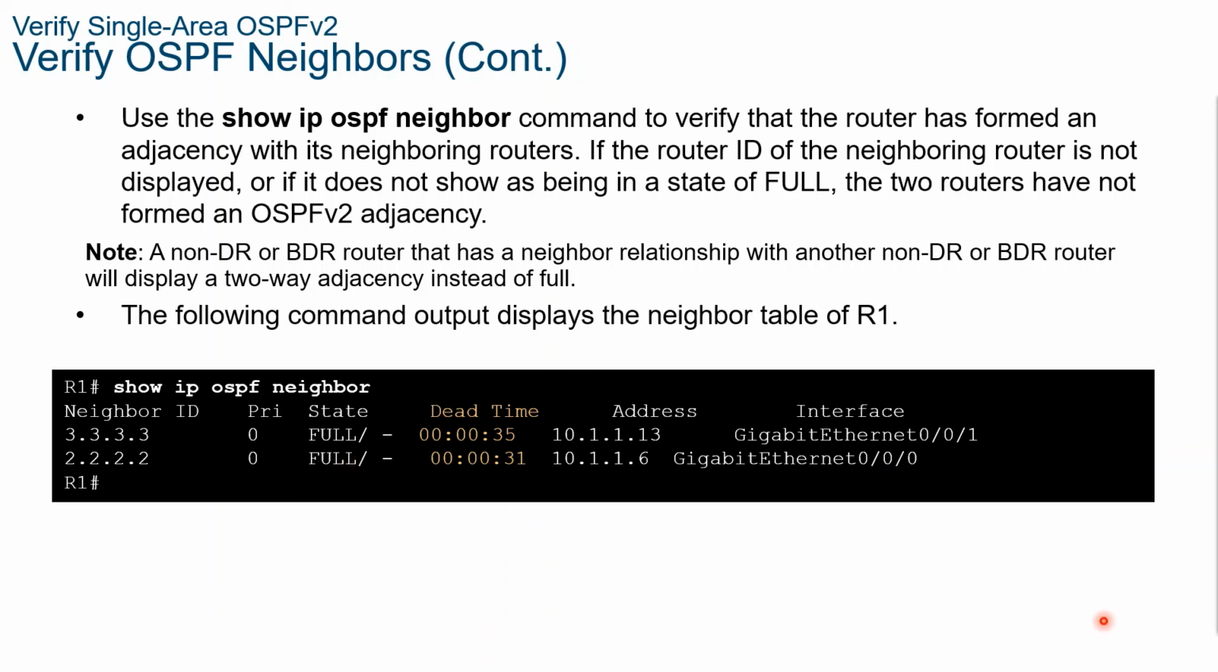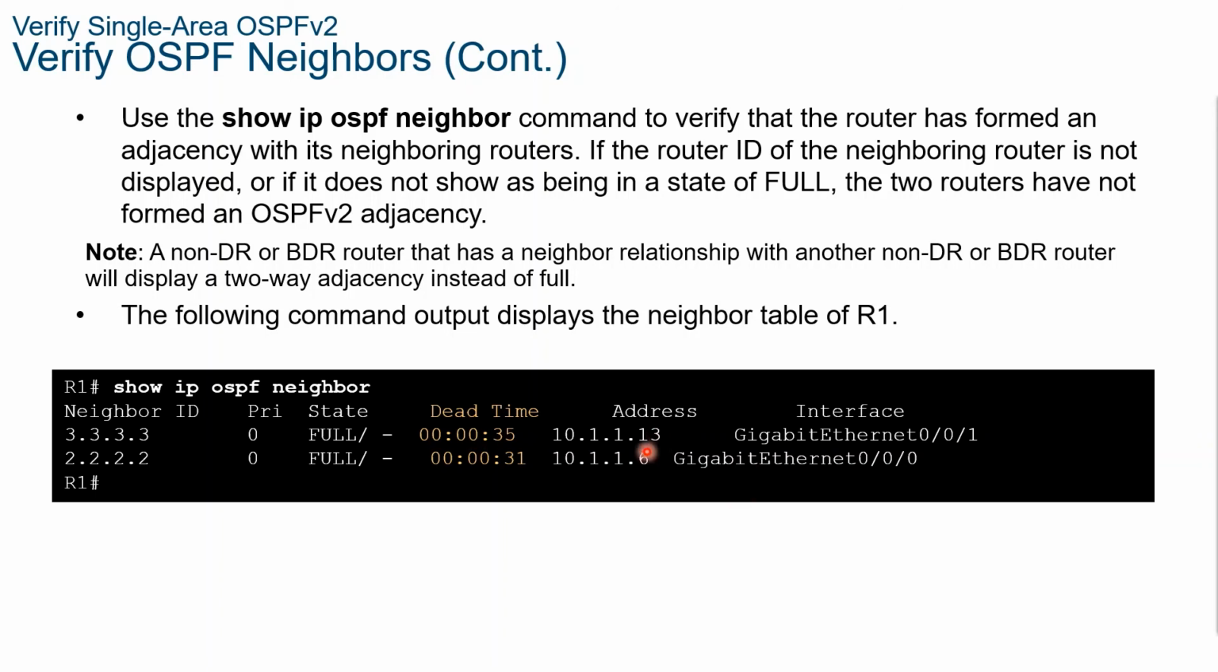Right? So the next one is the dead timer. Okay? So what is a dead timer? This is the amount of time remaining that the router waits to receive an OSPF version 2 hello packet from the neighbor, before declaring the neighbor is down. Now, this value is reset when the interface receives a hello packet.